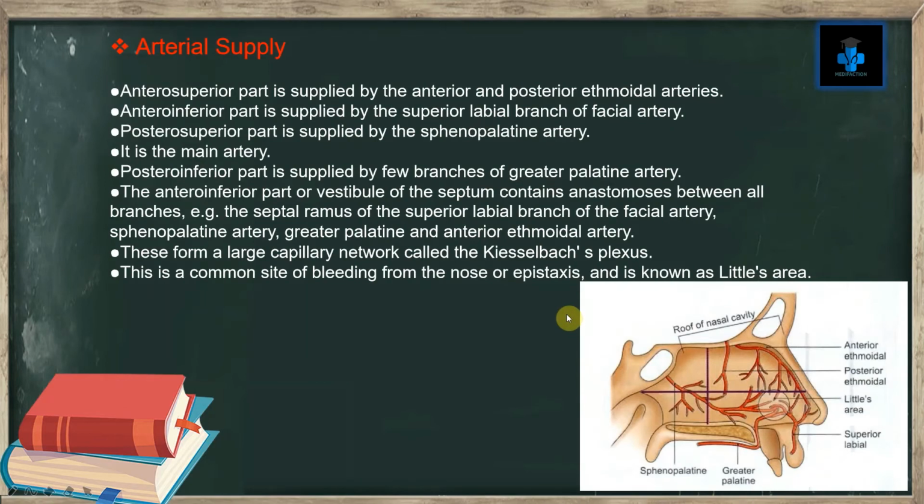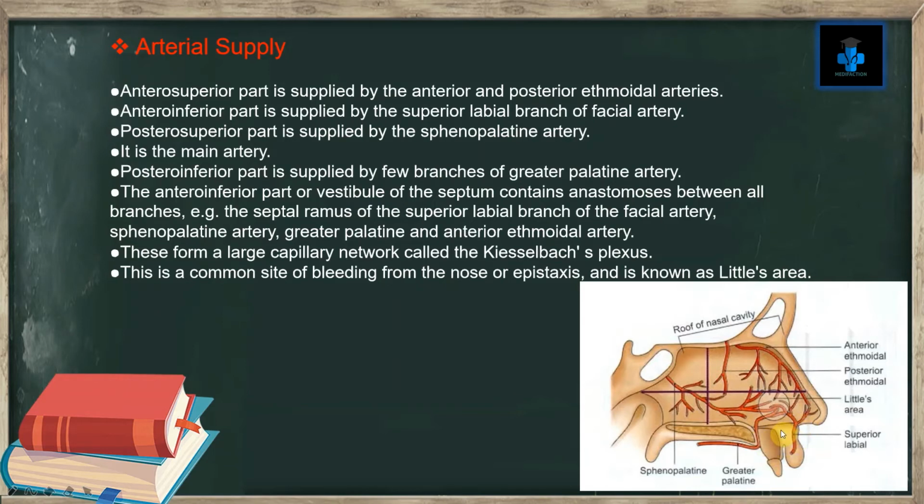Now let's move on to the arterial supply. The anterosuperior part is supplied by the anterior and posterior ethmoidal artery. This right here is the anterior ethmoidal artery, and this right here is the posterior ethmoidal artery. The antero-inferior part is supplied by superior labial branch of facial artery. So this is the anterior inferior part supplied by the superior labial artery, which is a branch of facial artery.